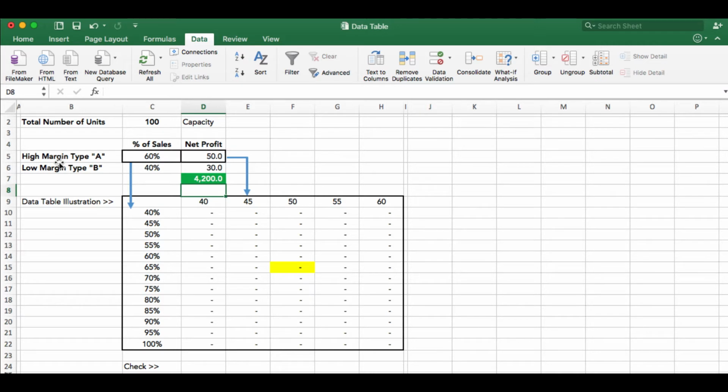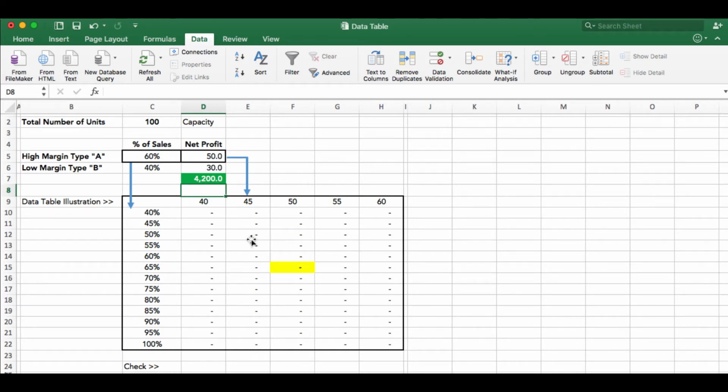Now let's say you present this in a meeting, and there could be multiple questions on the 60% assumption of you selling the high margin variant. Now people can ask you multiple questions on what if you change one of these, the 60% or the $50, and what the resultant output would be.